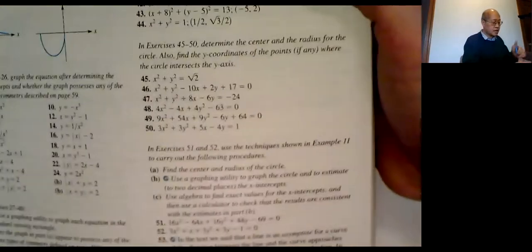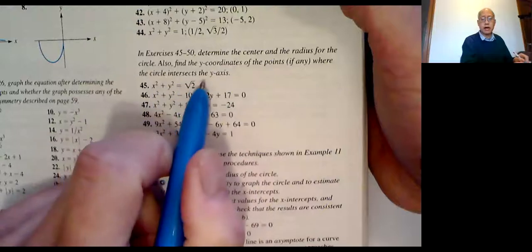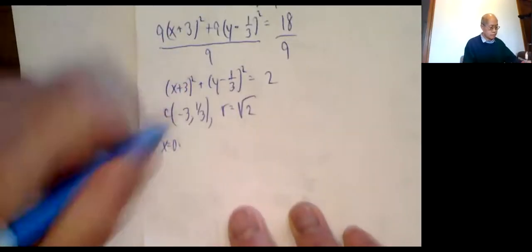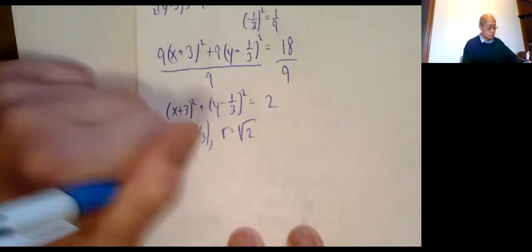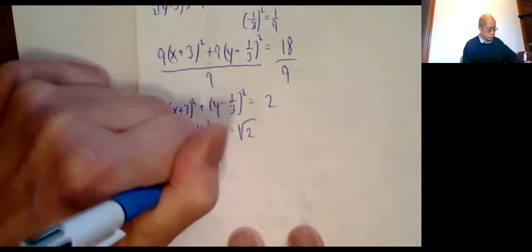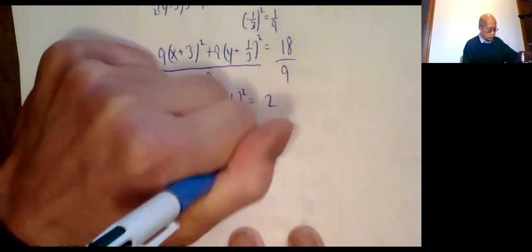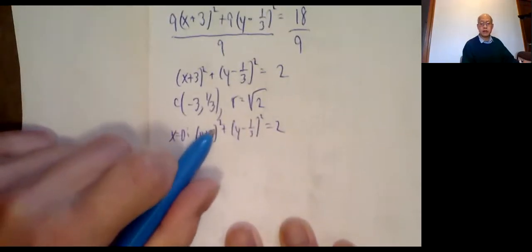Okay, and the last thing it says for this problem: find the y-coordinates of the points where the circle intersects the y-axis, which means x equals 0. So I just plug in x equals 0. Put a 0 there. 0 plus 3 squared plus y minus 1/3 squared equals 2. That's 3. 3 squared is 9.